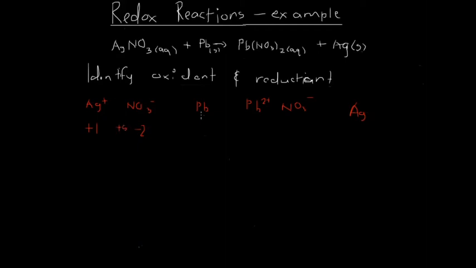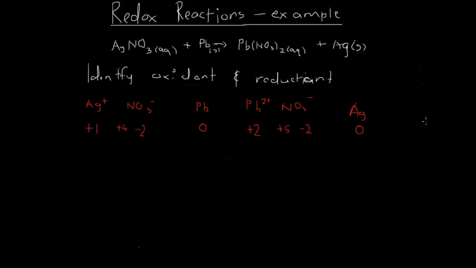Lead is by itself, it's got no charge, so its oxidation number is going to be 0. Just like we had with silver with +1, this lead ion is by itself, so it's going to have an oxidation number of +2. The nitrate ion is the same as before. Oxygen, more electronegative, -2. Nitrogen, we need to make the sum of the oxidation numbers in nitrate -1, so nitrogen is going to have an oxidation number of +5. Then silver is a metal by itself, so it's going to be 0.